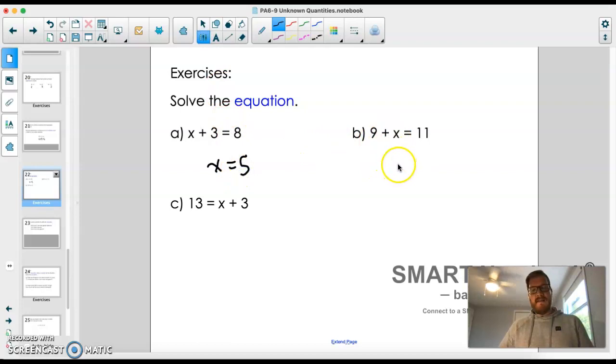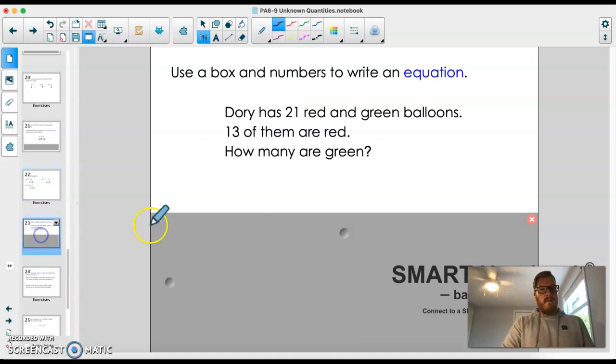Here you have 9 plus x equals 11. x is going to equal 2. Here 13 is equal to some number, or x plus 3. We'll say that x is equal to 10. And again, you can read a word problem and use a variable to solve these problems because that's what you're going to need to do as well.